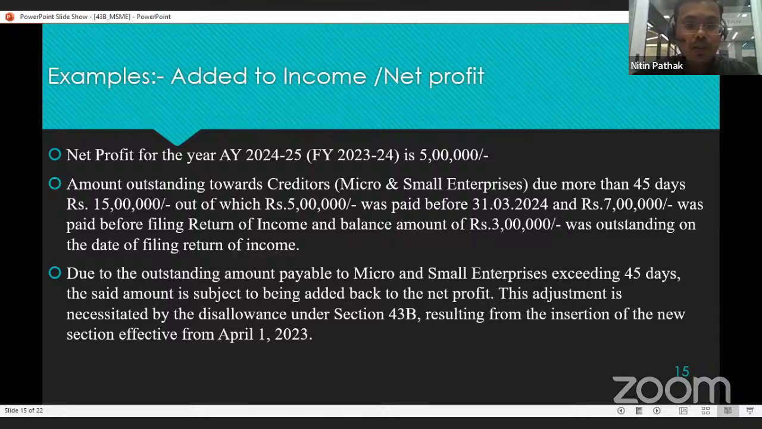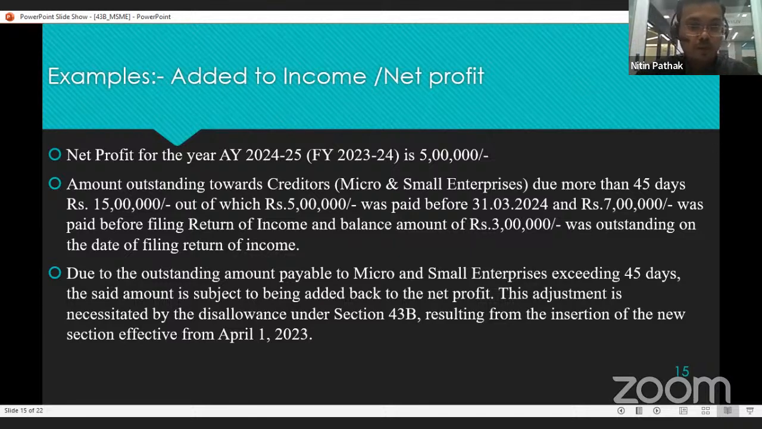Amount of outstanding towards creditor of MSME due: 15 lakh, out of which 5 lakhs was paid on or before 31st March, 7 lakh was paid before filing of return, and the balance of 3 lakh was outstanding at the date of filing of income tax return. In this case, the company's net profit would be say 5 lakh. The company has an outstanding creditor of rupees 15 lakh in three parts.